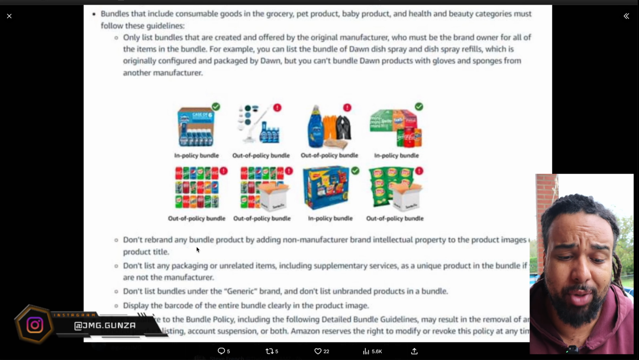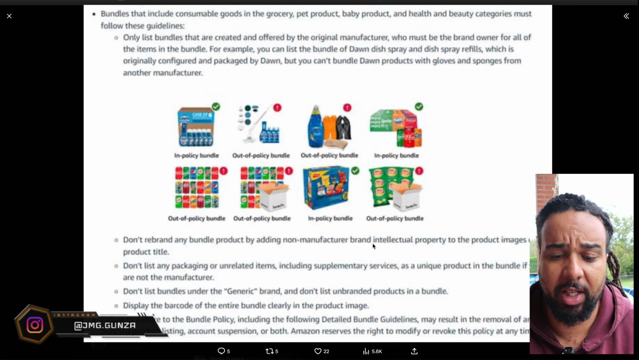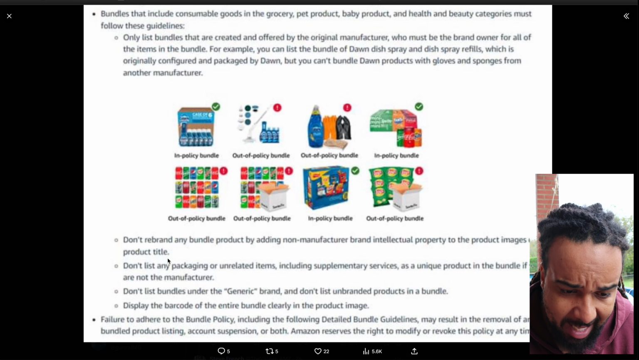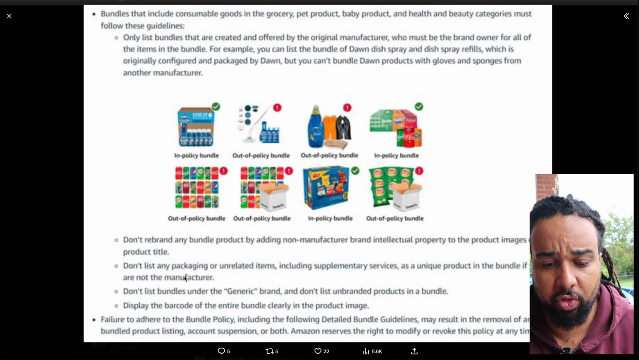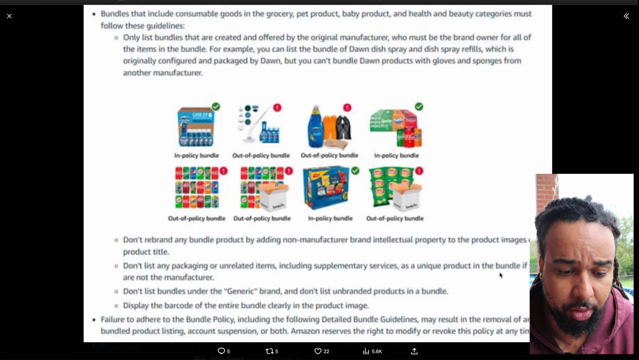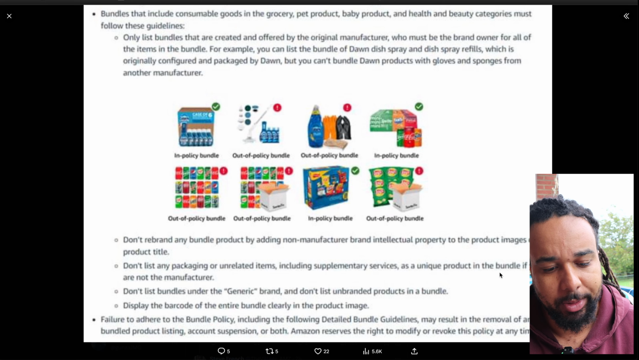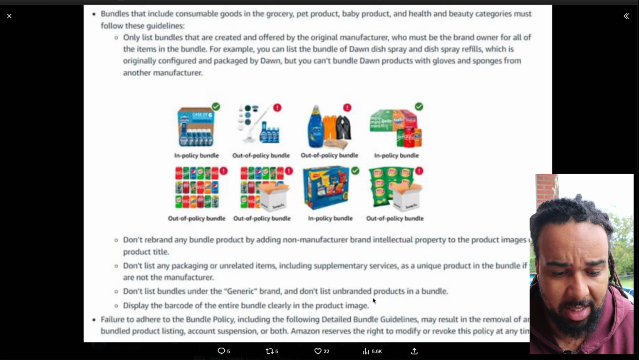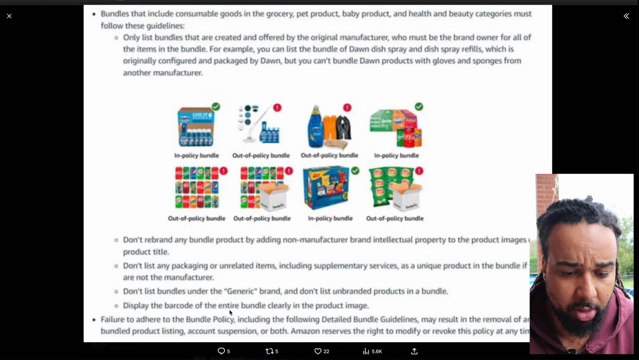They say: don't rebrand any bundled product by adding non-manufacturer brand intellectual property to the product image or product title. Don't list any packaging or unrelated item, including supplementary services, as a unique product in the bundle if you are not the manufacturer. Don't list bundles under the generic brand, and don't list unbranded products in a bundle. Display the barcode on the entire bundle clearly in the product image.